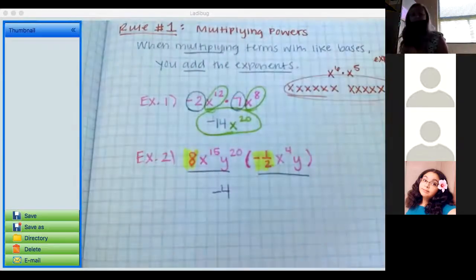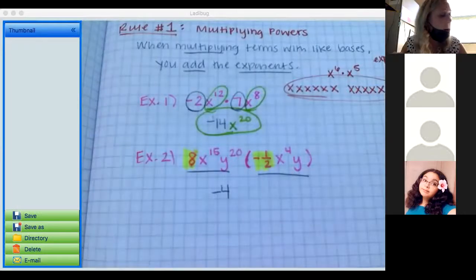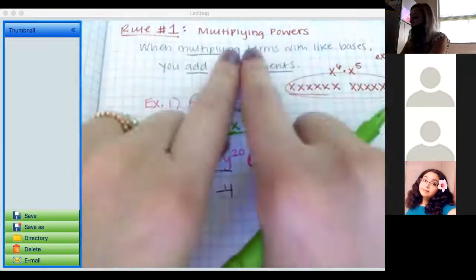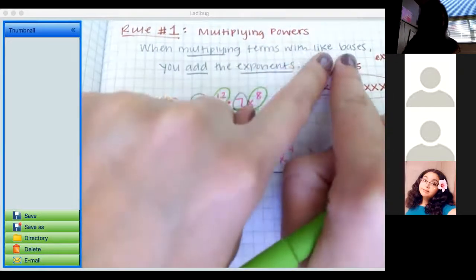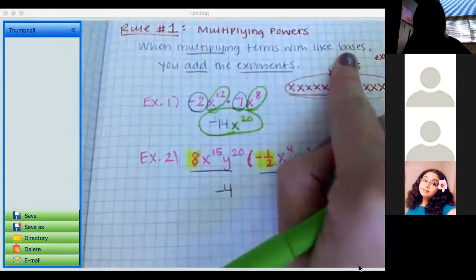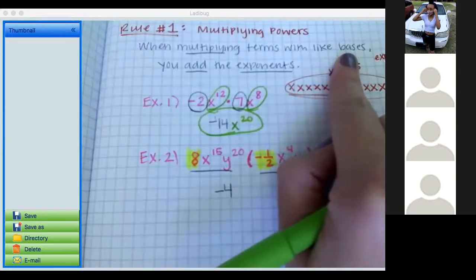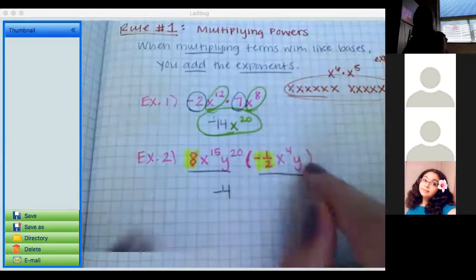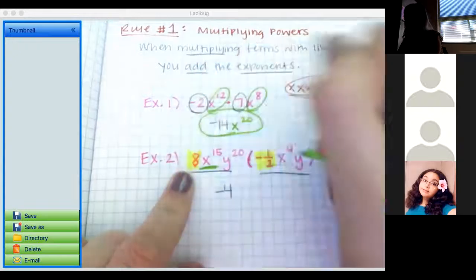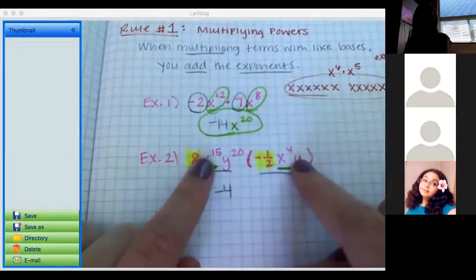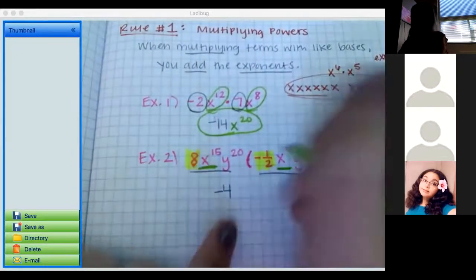So guys, find your like terms. Did you guys see in the rule? I said with like bases. Does everybody see this? Yes. If the bases are not the same letter, you can't go add them together, right? I feel like we know that. So go look at your bases. X goes with X. What is 15 plus 4? 19. There we go.